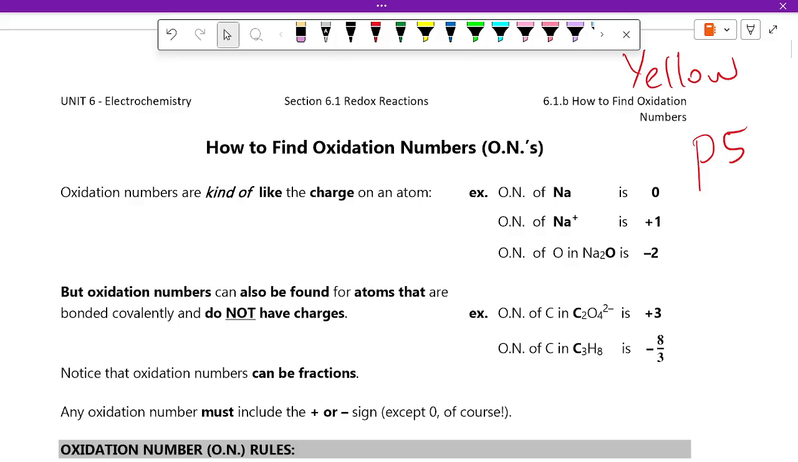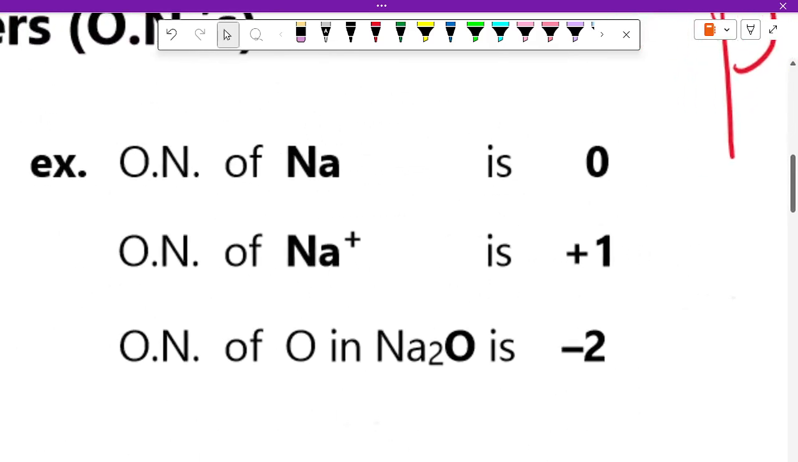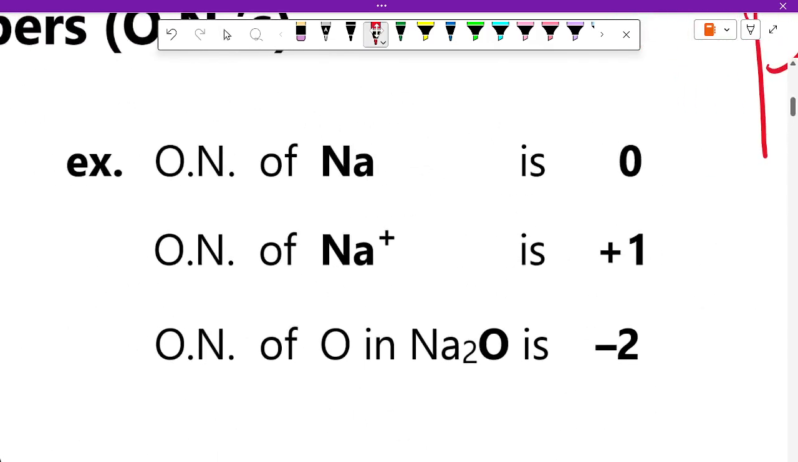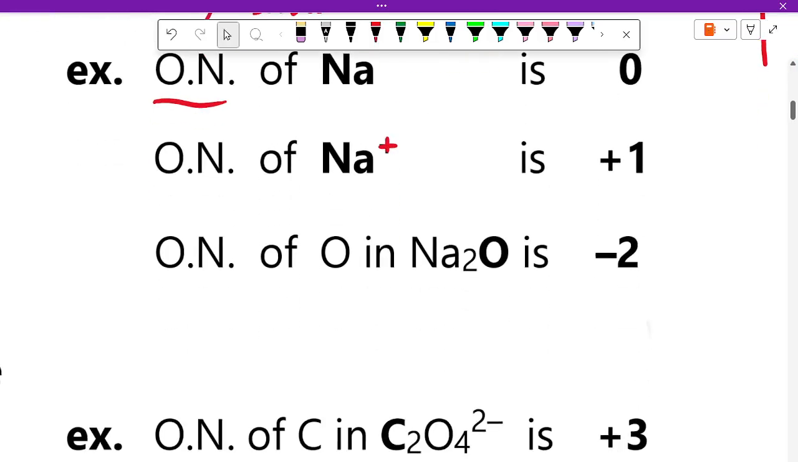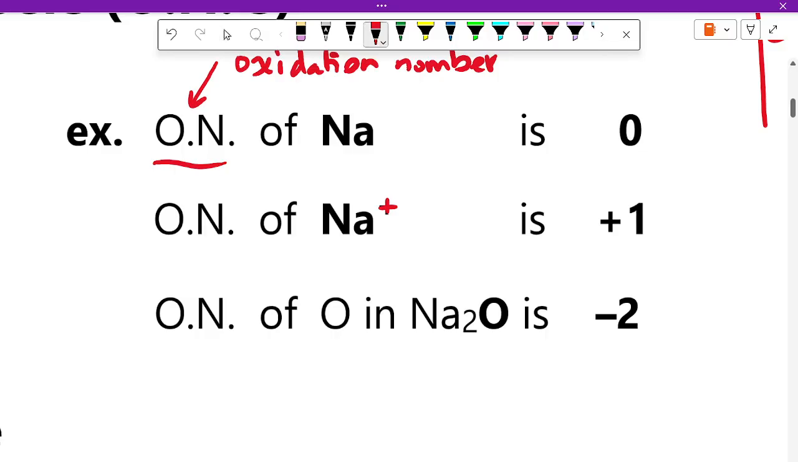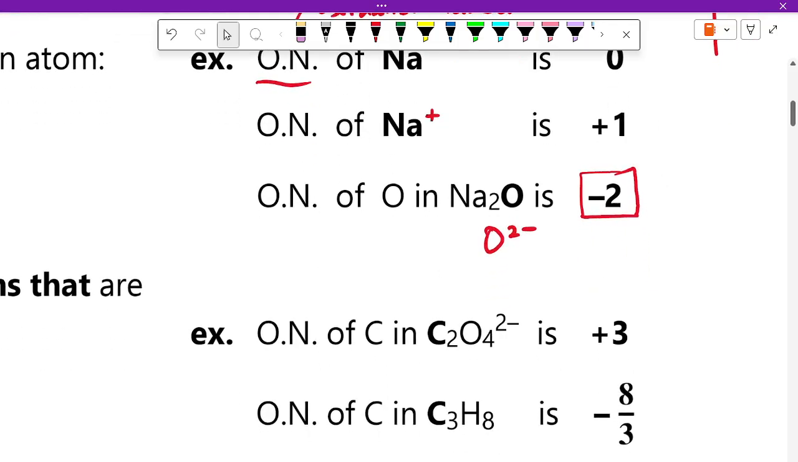Okay, so oxidation numbers are kind of like the charge. If we say, what is the charge of Na? Its charge is 0. Its oxidation number, ON stands for oxidation number, is 0. If the charge of sodium is plus, then the oxidation number is plus 1. What is the oxidation number of O in Na2O? 2 minus. Yes? Minus 2. I don't know that it matters whether you write the negative first or afterwards.